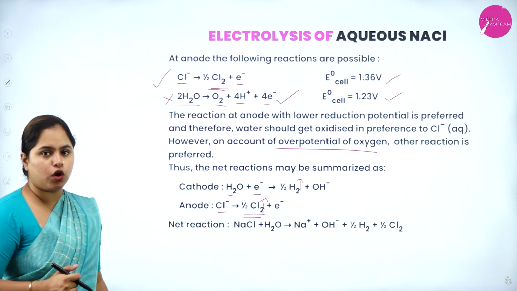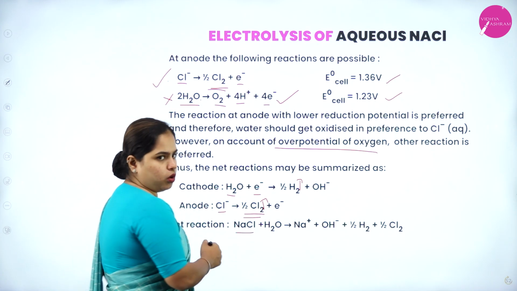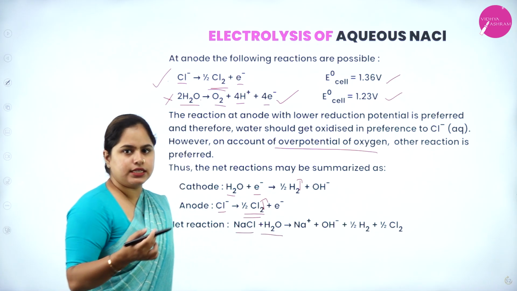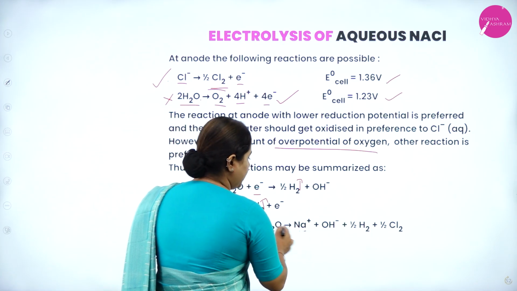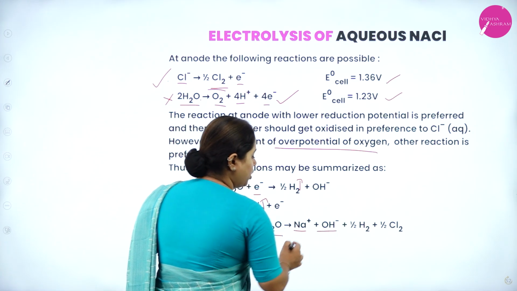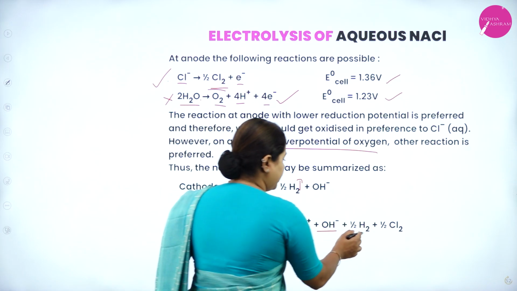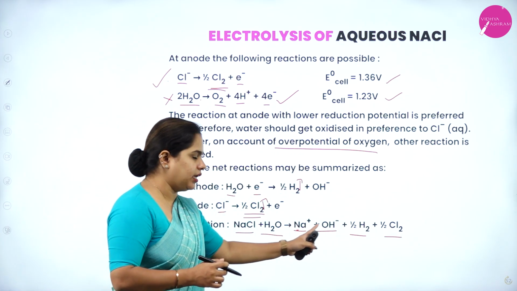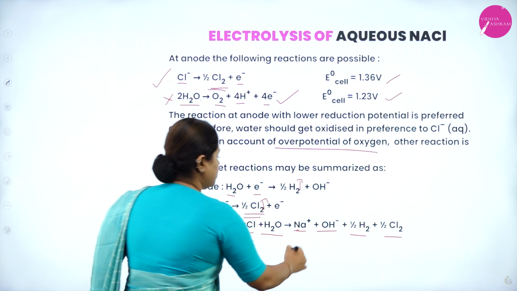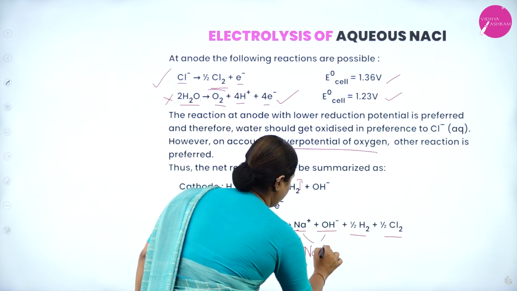Now let's write the overall reaction here. We have sodium chloride and water, right? That is NaCl in the aqueous state. NaCl plus water. So we have Na plus ion, OH minus ion, and then we have hydrogen gas and chlorine gas liberated, which we have already discussed. So we have Na plus and OH minus ions now. So that together can form sodium hydroxide.